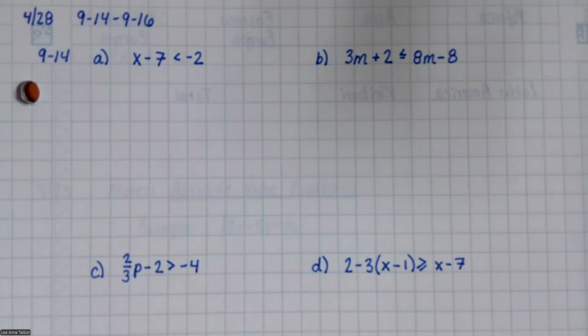15 is a word problem that's translating from words to algebra. And then number 16 is a word problem, but you translate to an inequality, one of these. So we have a bunch of inequalities. Then we have a word problem that's just an equation. And then we have a word problem that's going to be an inequality.